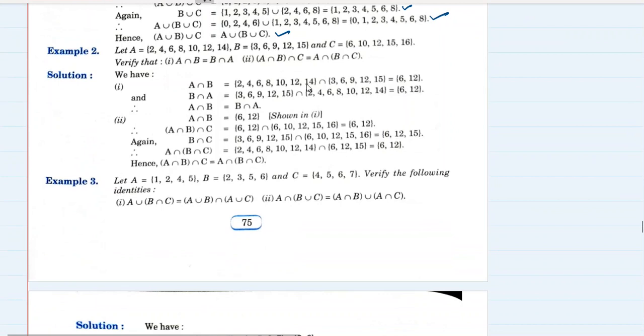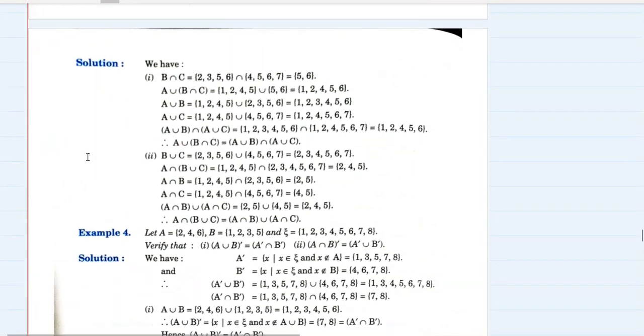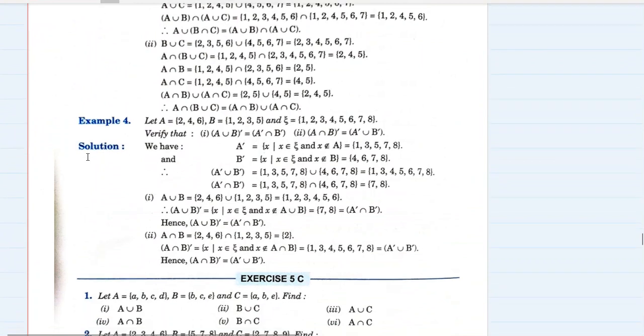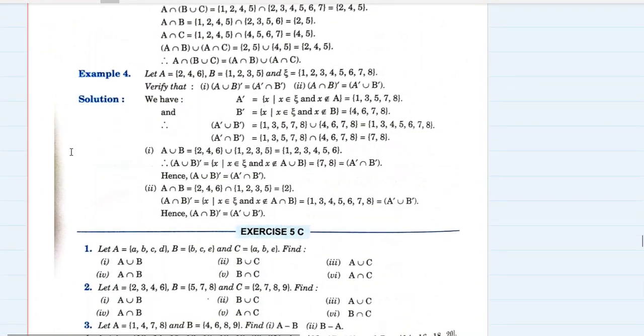Similarly, they have verified the commutative and associative property for intersection, which you can see over here. Very easy, I'm not doing that. Let me show you some interesting question. Yes, the last question is very interesting.